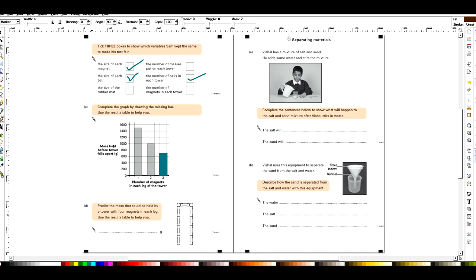Okay. It says here next, predict the mass that could be held by a tower with 4 magnets in each leg. Use the results table to help you. Now, what happens as we increase the number of magnets in each leg? What happens to the amount of mass that it holds? Does it increase or decrease? It decreases. So if you add more magnets, it's going to decrease from 700 down to what? About 500. Okay, so anything between 200 and 600 will be the right answer.